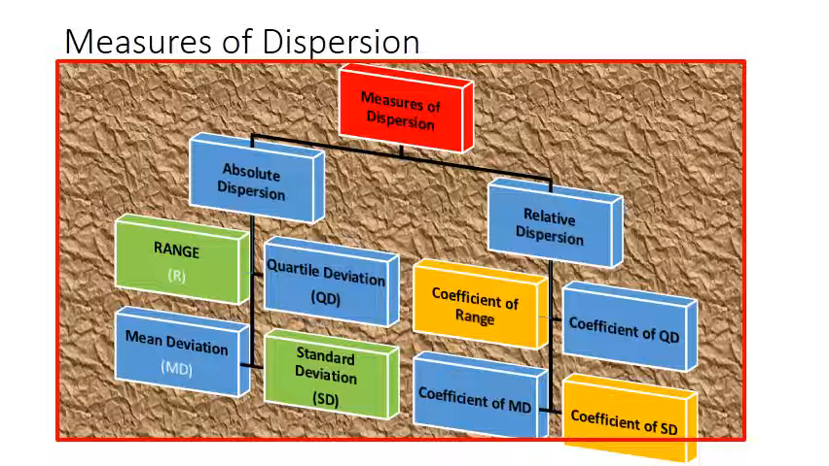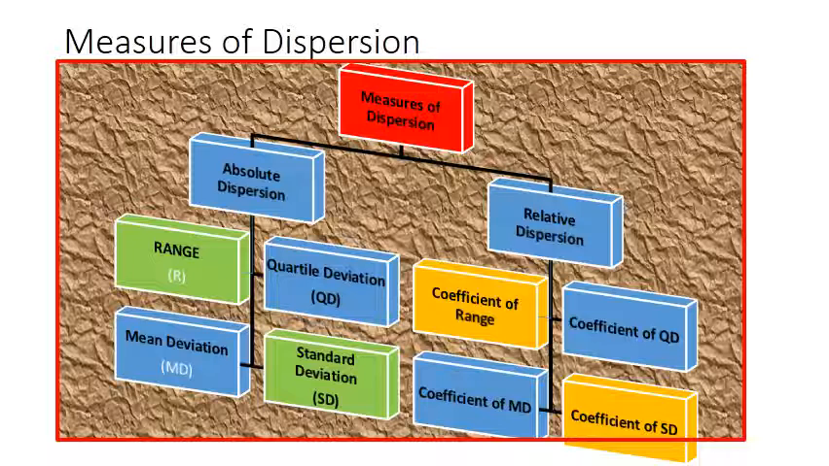Last year all these measures were in your syllabus, but due to this COVID pandemic, these three, range, quartile deviation, mean deviation, have been deleted. Now you have only one, that is standard deviation.